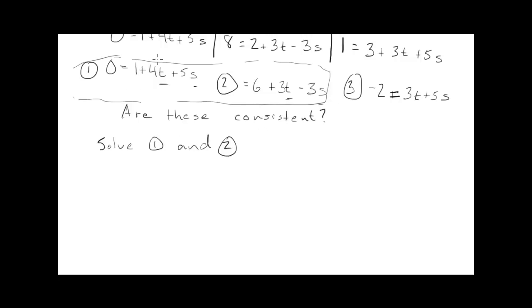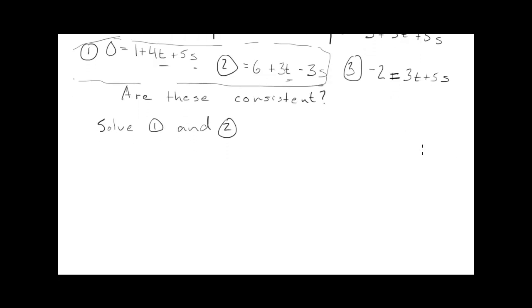So that's just a linear system with two unknowns. There are various ways we can do this. We can do it by substitution, elimination. I'm going to go with elimination. So what's my common multiple? 12. So I'm going to multiply equation 1 times 3. I'll have 0 equals 3 plus 12t plus 15s. And then I'm going to do equation 2 times 4.